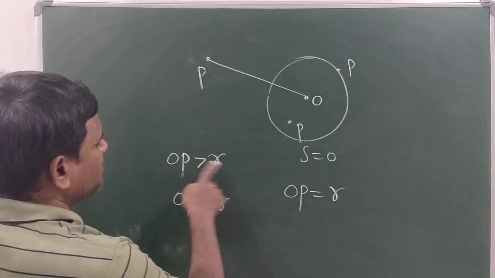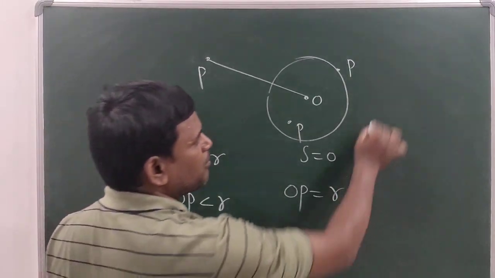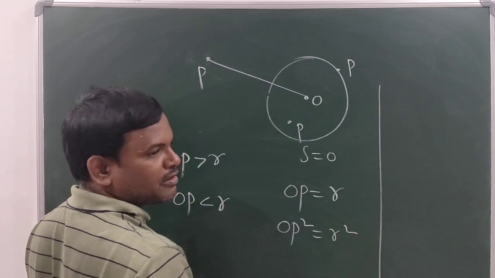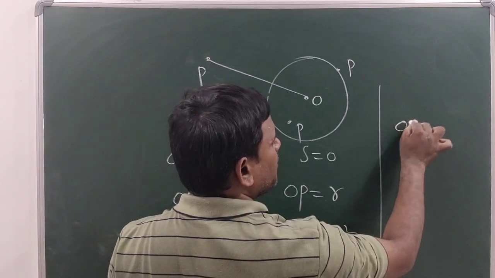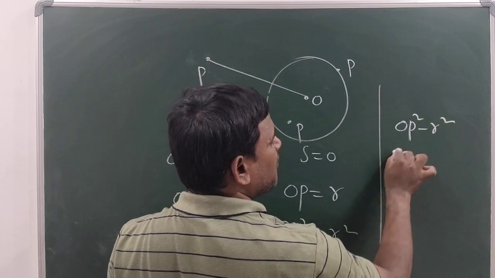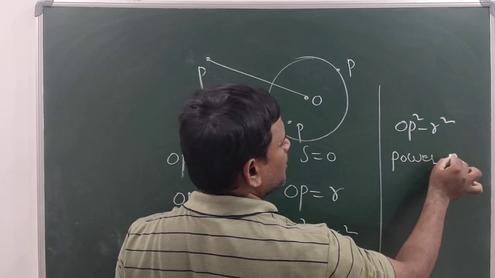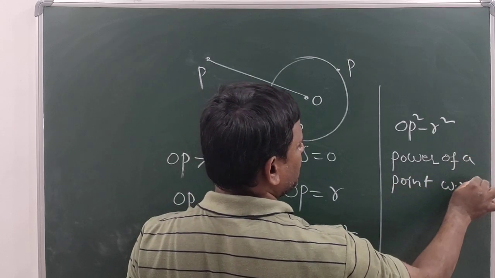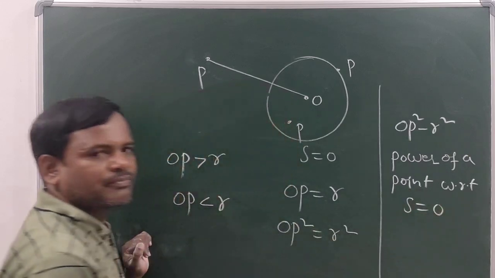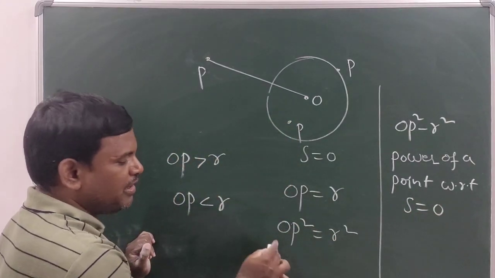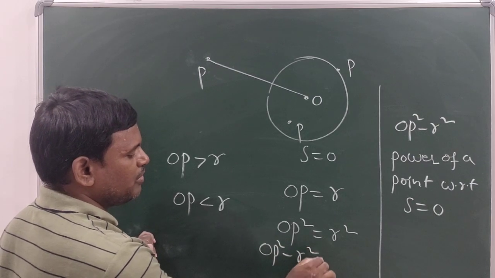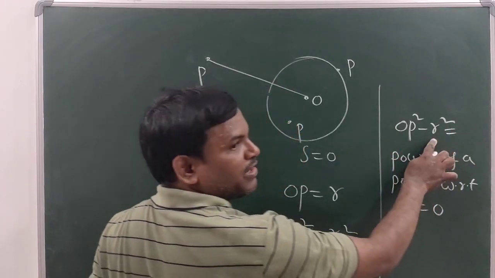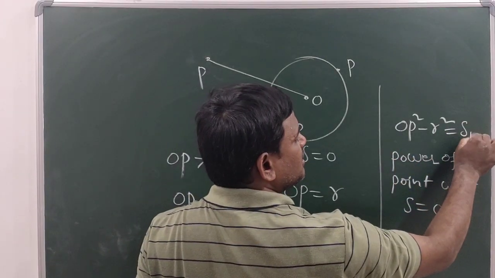Okay, so if you take square on both sides, here what do you get? OP square, which is equal to R square. This OP square minus R square is called the power of a point with respect to the circle S equal to 0. So bring R square to the left side. OP square minus R square you will get, which is equal to 0. OP square minus R square is nothing but, if you simplify, you will get S11.